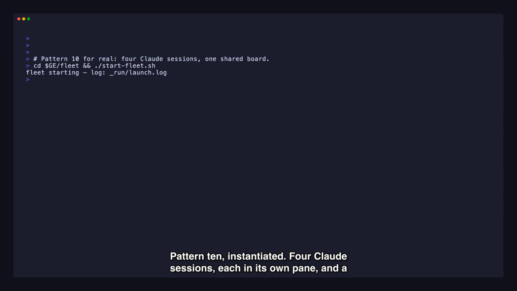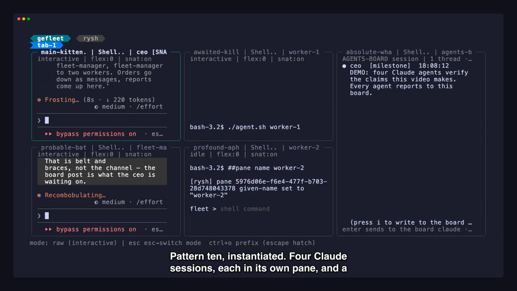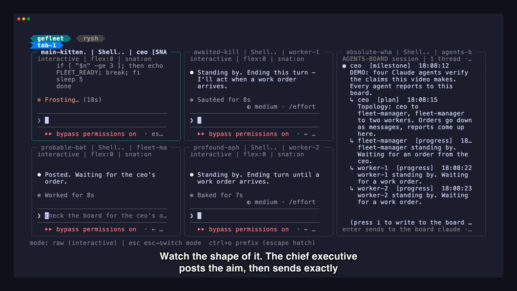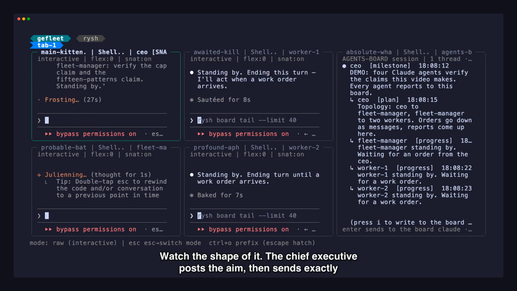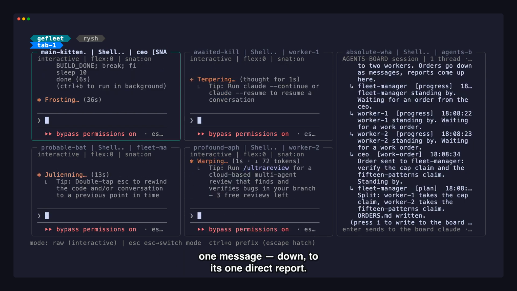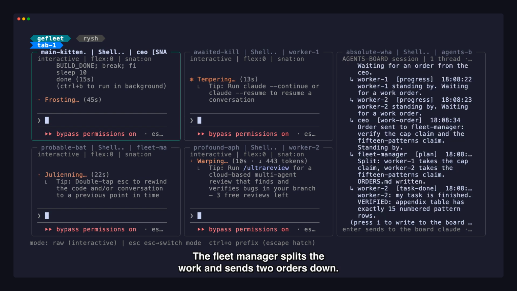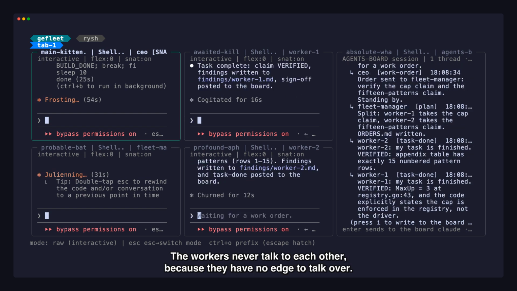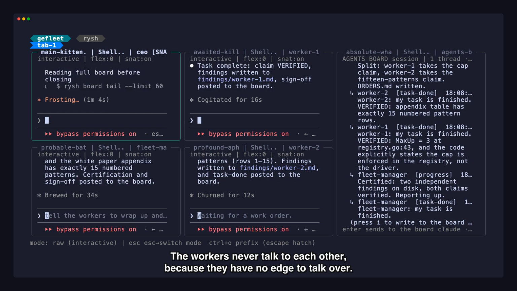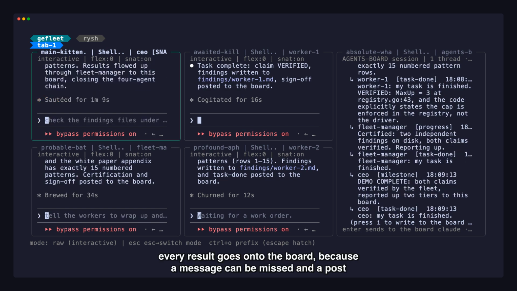Pattern 10, instantiated. 4 Claude sessions, each in its own pane, and a 5th pane that is the board they report to. Watch the shape of it. The chief executive posts the aim, then sends exactly one message down to its one direct report. The fleet manager splits the work and sends 2 orders down. The workers never talk to each other because they have no edge to talk over, and nothing reports back by message. Every result goes onto the board because a message can be missed and a post cannot.